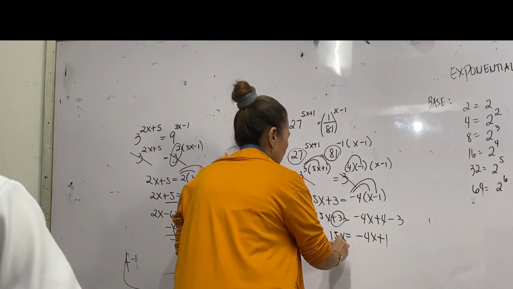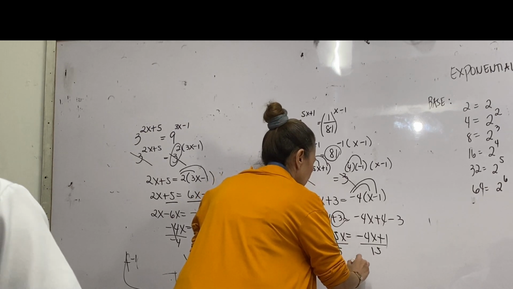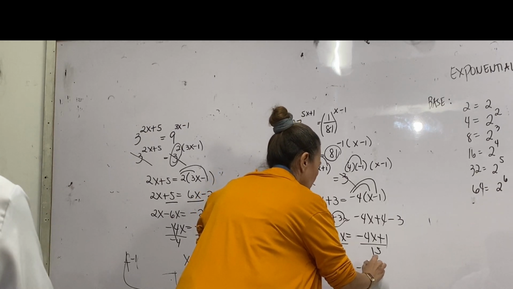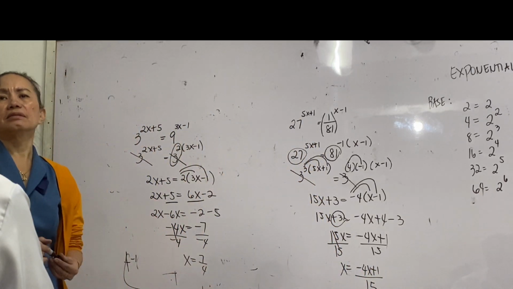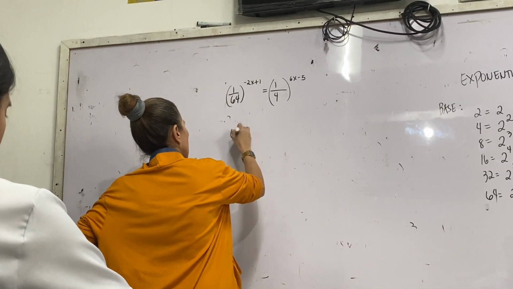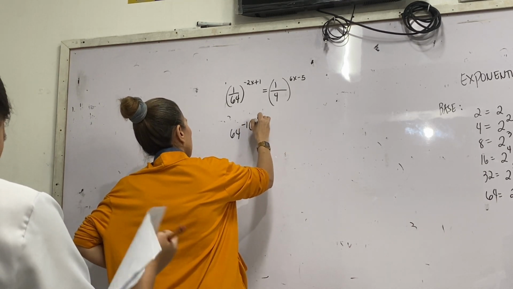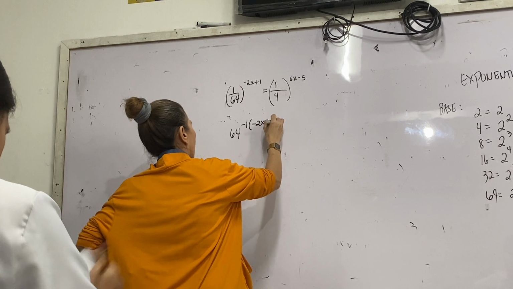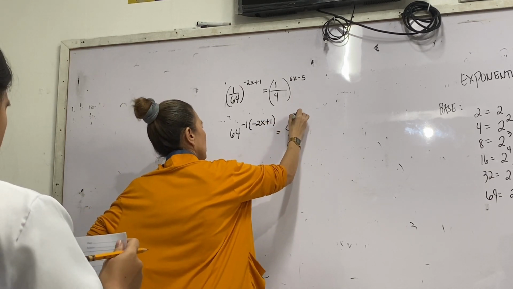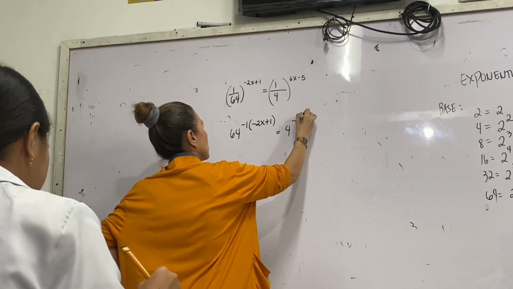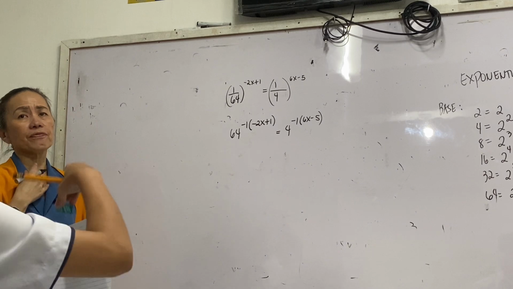Divide by 15. So x is negative 4x plus 1 over 15. Sino po nakakuha niyan? It means 64 raised to negative 1 times negative 2x plus 1. Then we have here 4 raised to negative 1 times 6x minus 5. Doon muna tayo sa base 4.